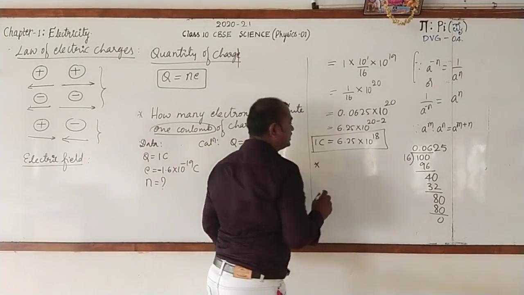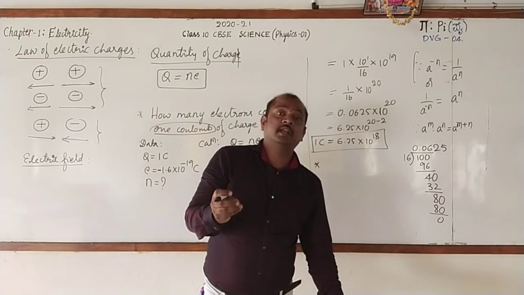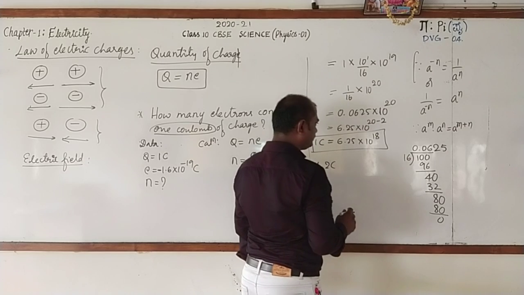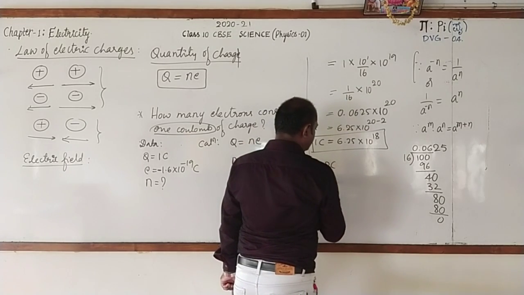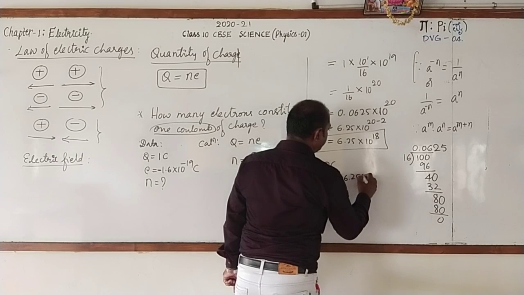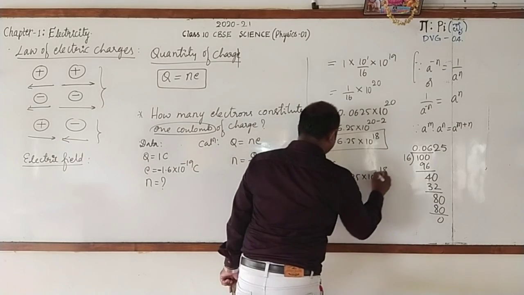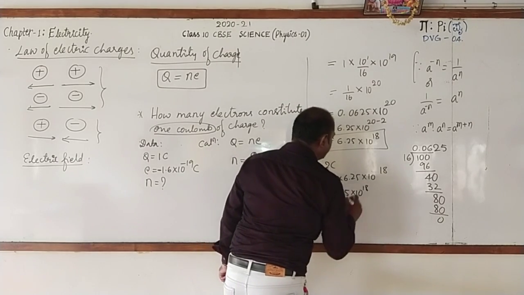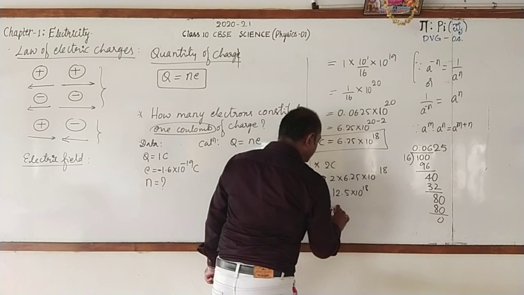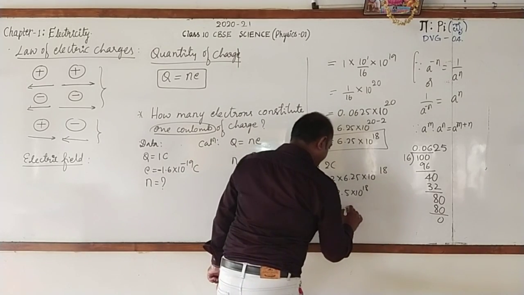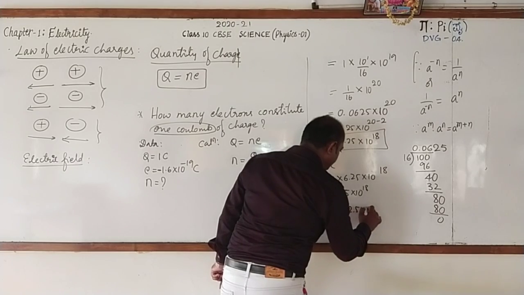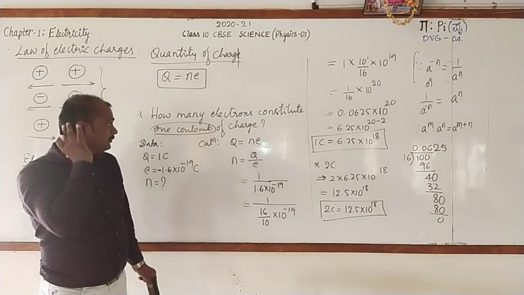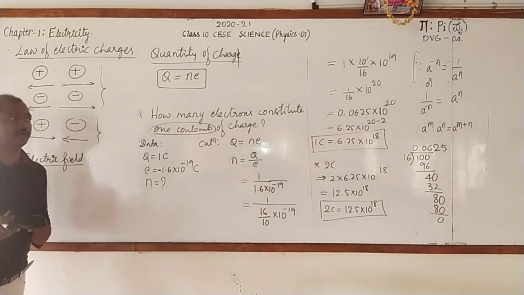Similarly, the question can also be asked like this: How many electrons charge is equal to 2 coulomb? In 2 coulomb of charge, it will be 2 into 6.25 into 10 raised to the power 18. This is equal to, how much will it be? It is 12.5 into 10 raised to the power 18. Hence, we can say that 2 coulomb of charge contains 12.5 into 10 raised to the power 18 electrons. Clear? Okay. Now, let's move on to the further part of this chapter.